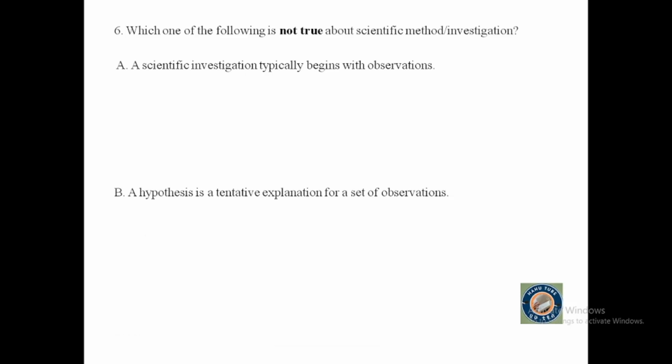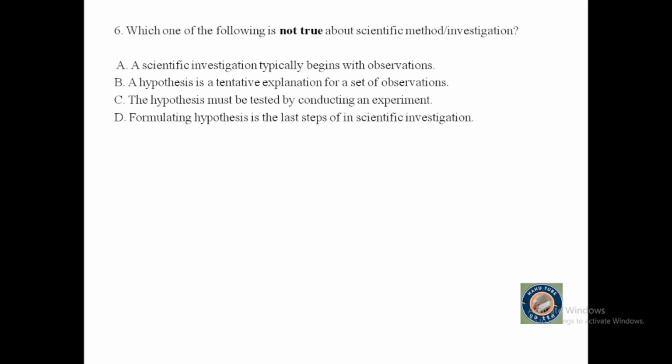Question number 6. Which one of the following is not true about scientific method or investigation? A. A scientific investigation typically begins with observation. B. A hypothesis is a tentative explanation for a set of observations. C. The hypothesis must be tested by conducting an experiment. D. Formulating hypothesis is the last step in scientific investigation.